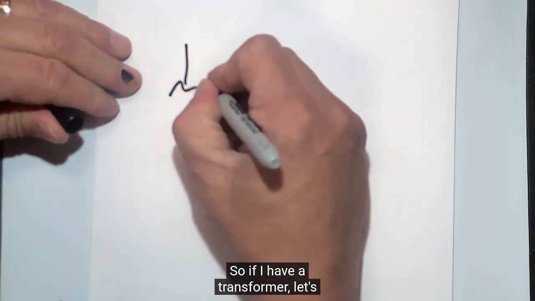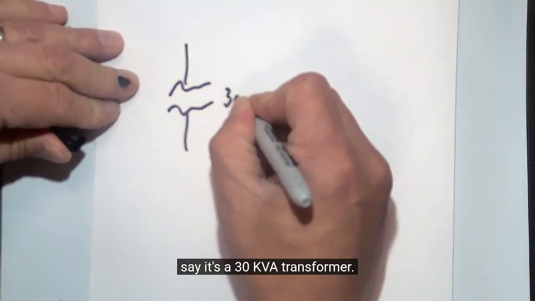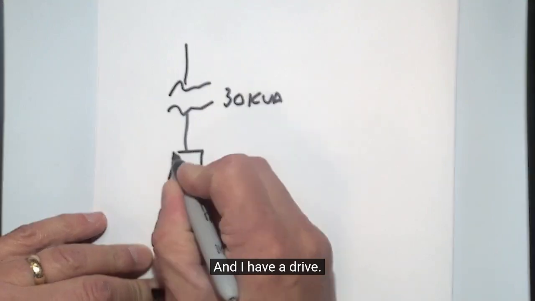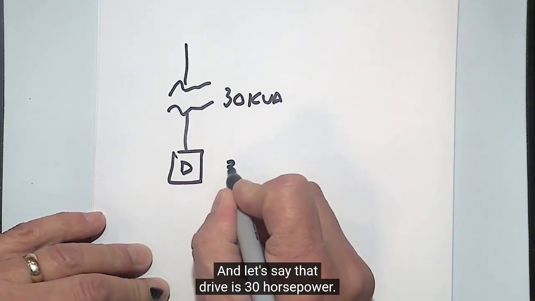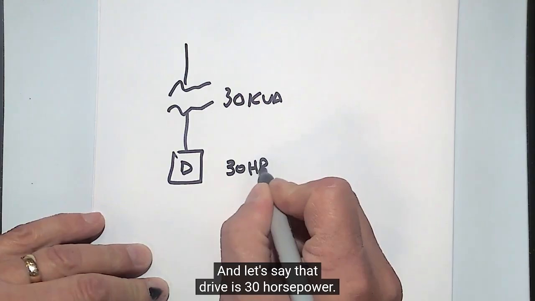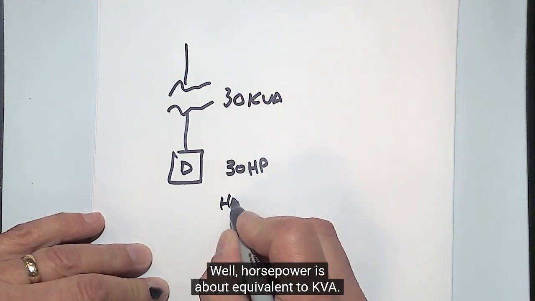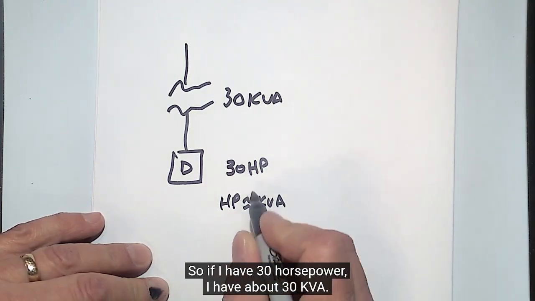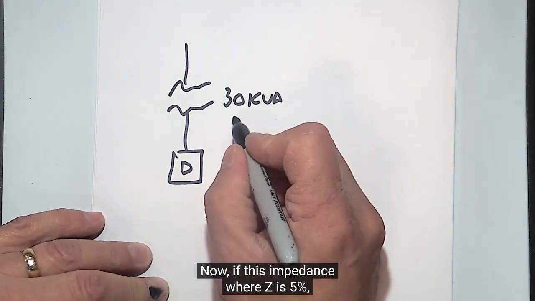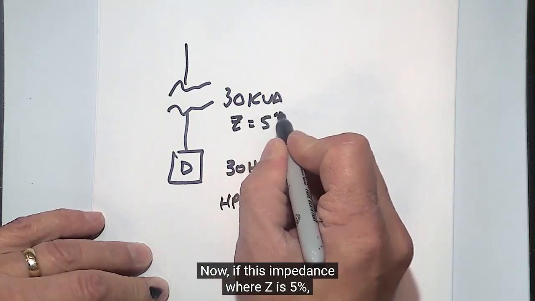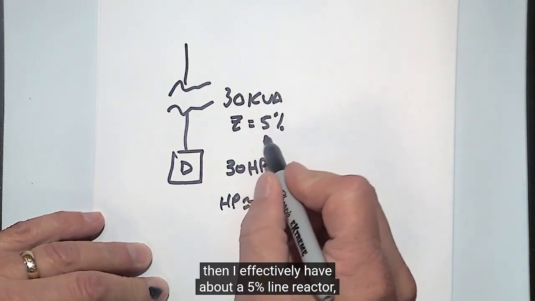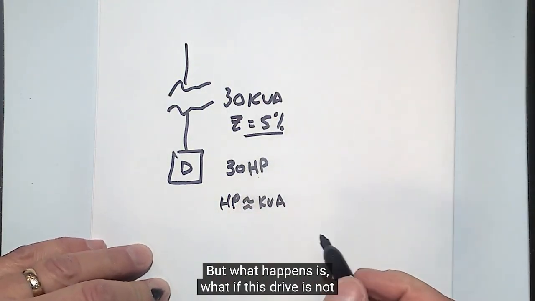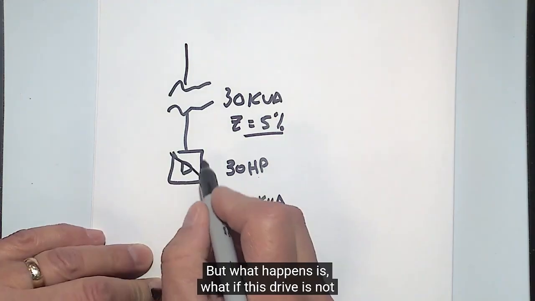So if I have a transformer, let's say it's a 30 kVA transformer, and I have a drive, and let's say that drive is 30 horsepower. Well, horsepower is about equivalent to kVA, so if I have 30 horsepower, I have about 30 kVA. Now, if this impedance, or Z, is 5%, then I effectively have about a 5% line reactor, because most of that impedance is inductance. But what happens is, what if this drive is not 30 horsepower?